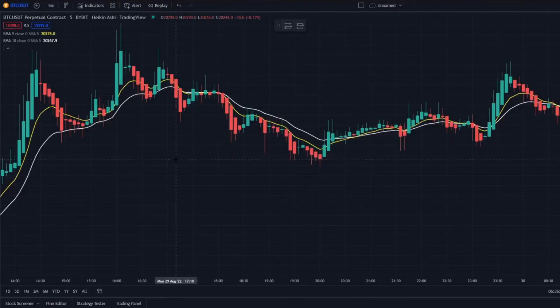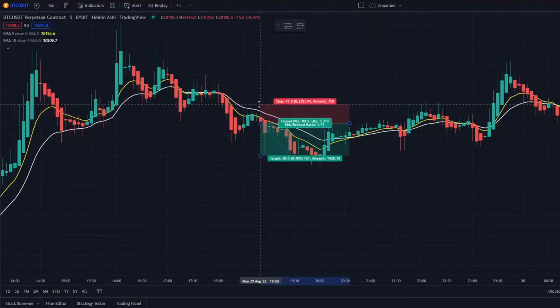For a short position, we're going to be looking for the 9-period EMA to cross under the 18-period EMA. Next, we're going to wait for a pullback to the EMA lines. After the first bearish candle close, we're going to open a short position. We're going to set our stop loss a bit over the previous highs and target a 2-to-1 risk-to-reward ratio.